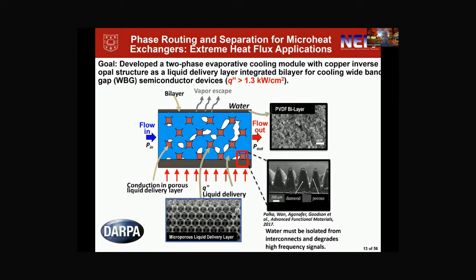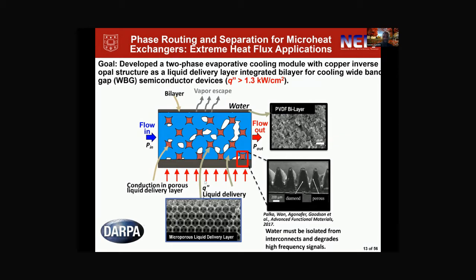And this was a very extensive collaborative effort. We were able to demonstrate that we can dissipate heat fluxes of 1.3 kilowatts per square centimeter. The idea is that we use a combination of diamond microchannels, and we were able to grow these conformal inverse copper opal structures on these diamond microchannels.